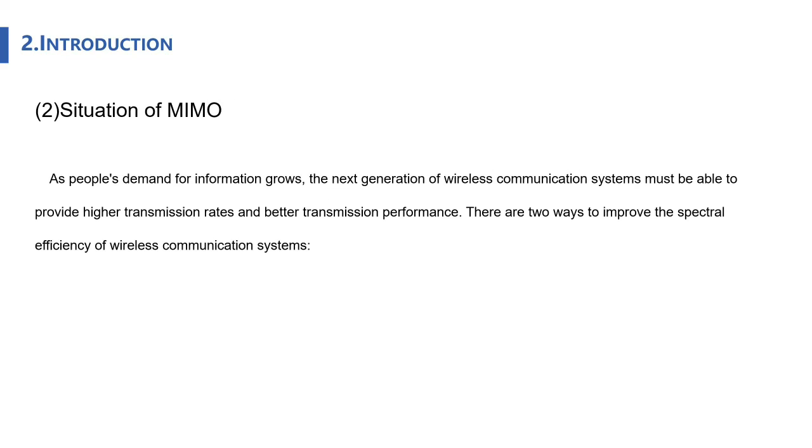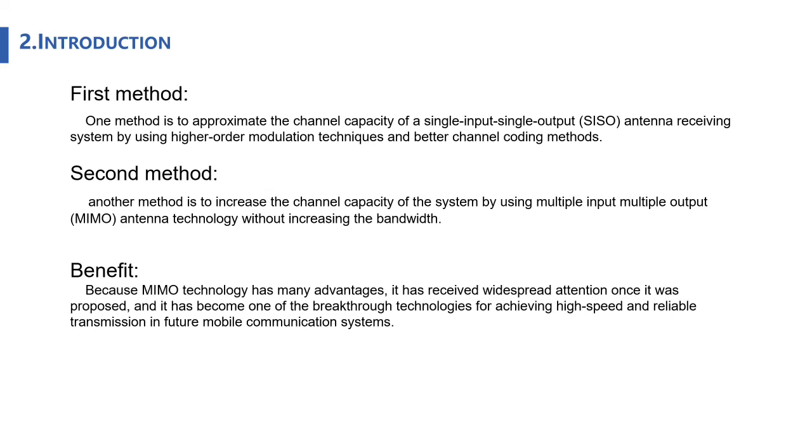Now let's see the current situation of MIMO. As people's demand for information grows, the next generation of wireless communication systems must be able to provide higher transmission rates and better transmission performance. There are two methods to improve the spectral efficiency of wireless communication systems. One method is to approach the channel capacity of a single-input, single-output antenna system by using higher order modulation techniques and better channel coding methods.